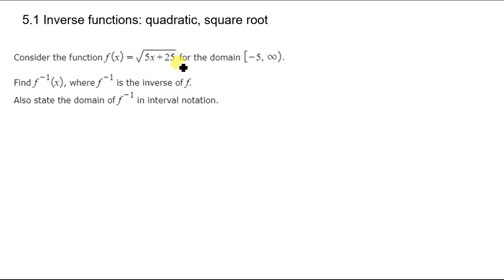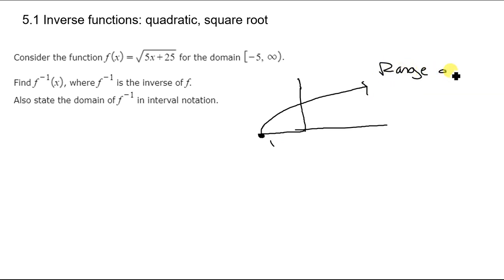Now let's try a square root function. Similar story. This is a square root function shifted over to the left, be equal to 0 at -5, and then go up looking something like this. So the range of this function f is equal to 0 to positive infinity.